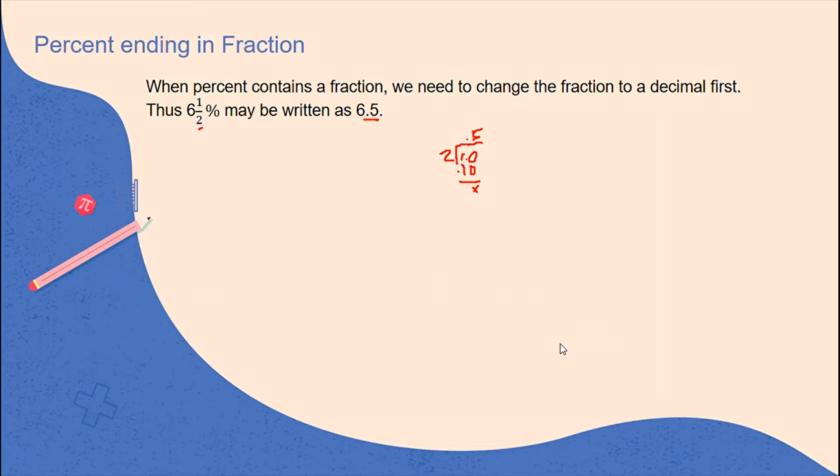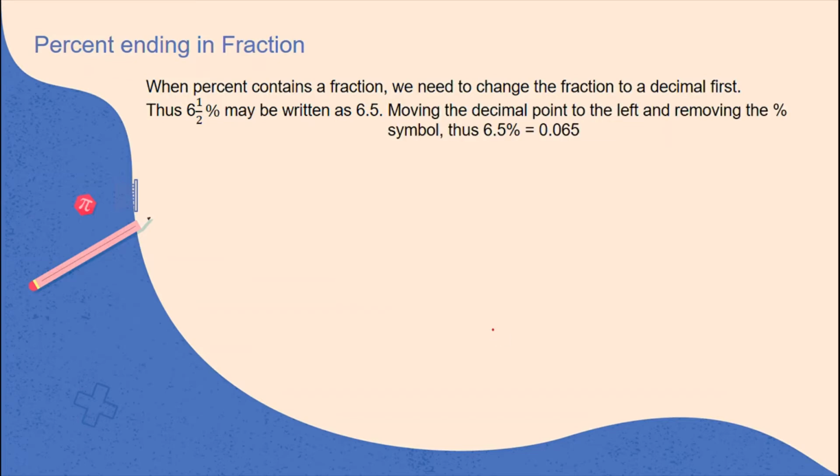Okay, but 6.5 here is still in percent. This is 6.5%. We need to change this again into a decimal. To change this into a decimal, we move the decimal point to the left and remove the percent symbol. Thus, 6.5% is equal to 0.065. I just move the decimal point 2 places to the left, 1, 2, to make it 0.065.